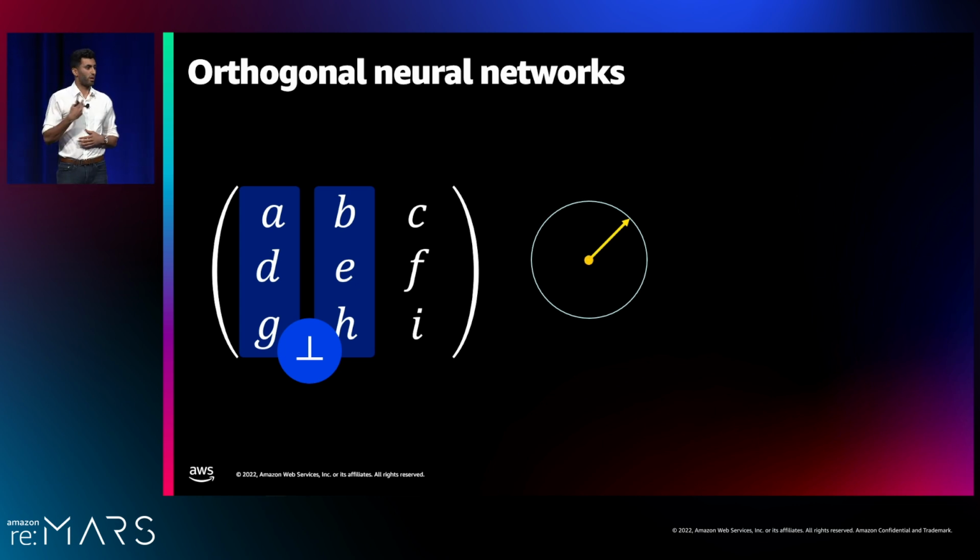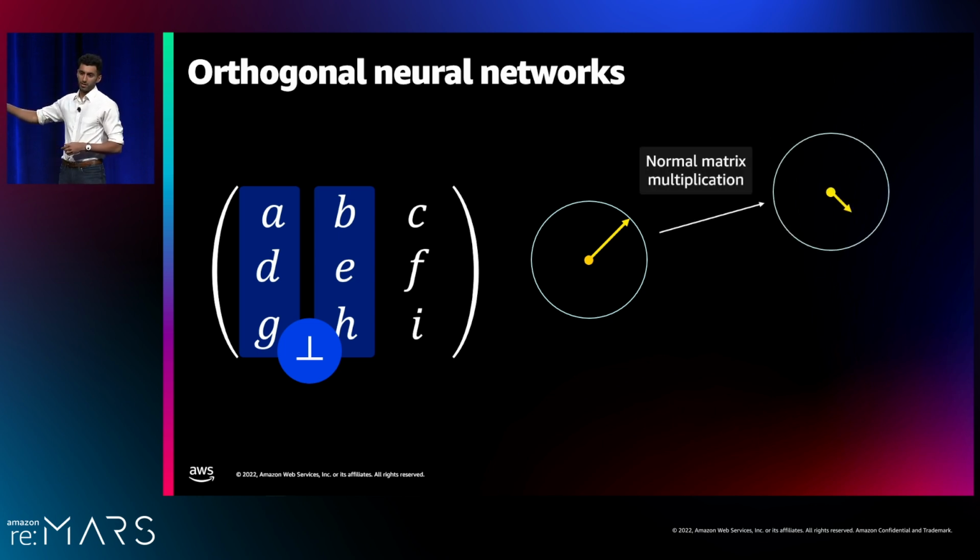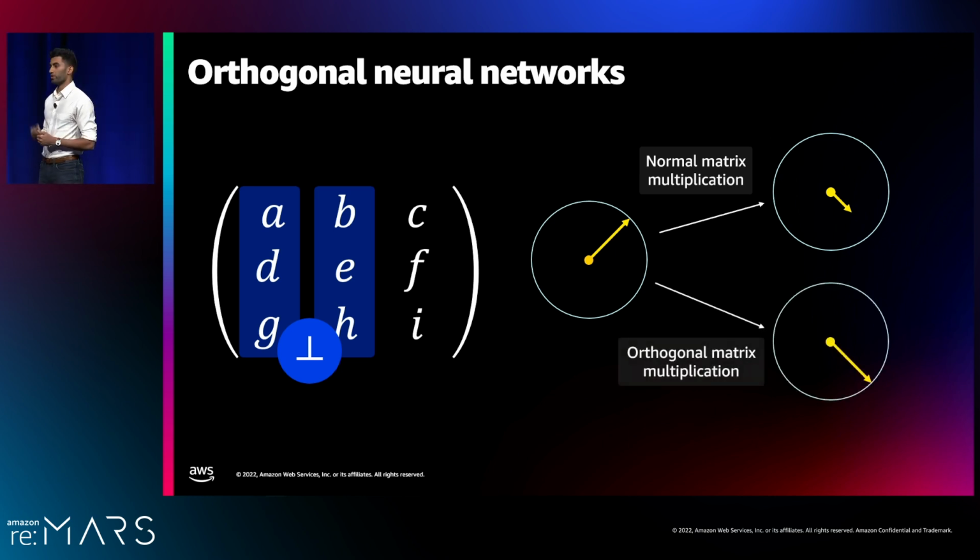And second, it has the property of norm preservation. So if you do a regular matrix multiplication, you start with this input vector that's pointing somewhere in space. A normal matrix multiplication can send it to wherever, meaning it can shrink the length as well, or make it longer. An orthogonal matrix multiplication will not change the length of the input vector whatsoever.